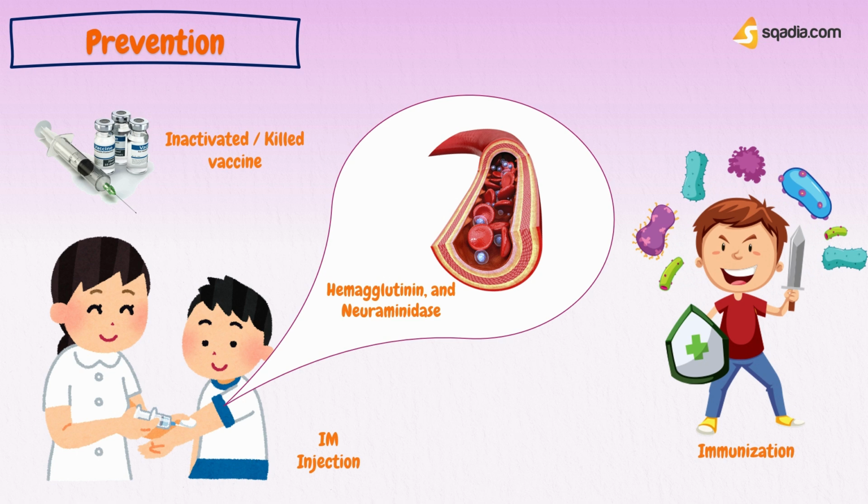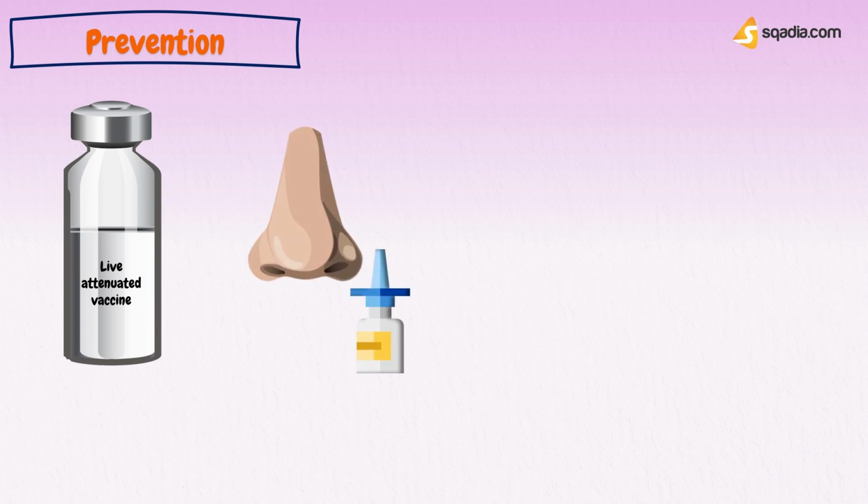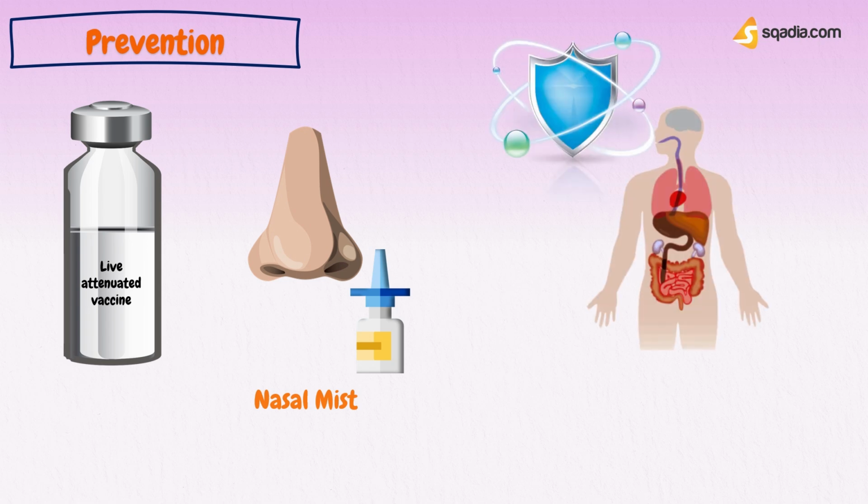The live, attenuated vaccine contains temperature-sensitive mutants of influenza A and B viruses. This vaccine is administered by spraying into the nose as a nasal mist. These temperature-sensitive mutants can replicate in the cooler nasal mucosa, where they induce IgA. Thus, the vaccine immunizes but does not cause disease, as it cannot replicate in the warmer environment of the lower respiratory tract. Vaccination provides 70% protection.